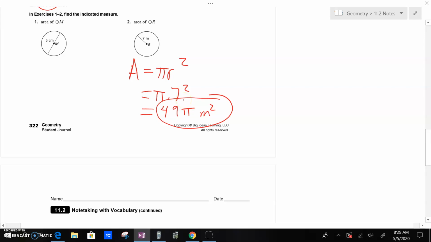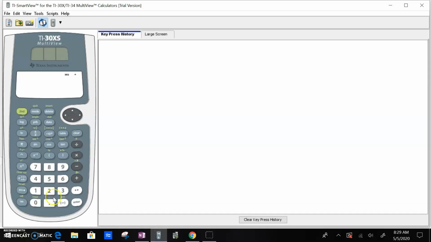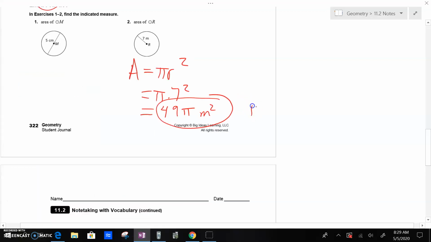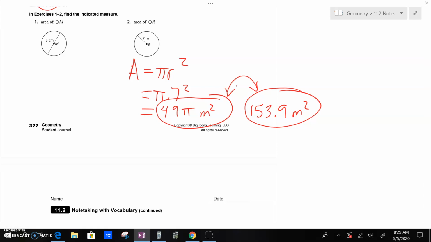If you're asked to round it, then you go to a calculator and type in 49 pi and hit enter, and it will give you 153.9. So we'll say 153.9 meters squared, and that would be our approximate. Again, for our purposes, those are equally good. It just depends on which way you're being asked to present it in a textbook or on a quiz, but they're equally good.